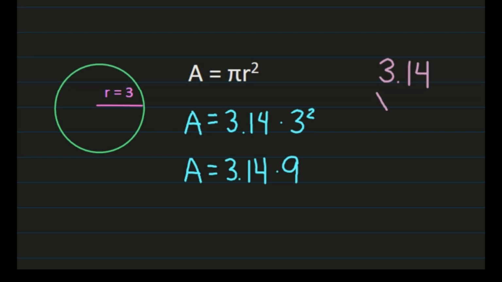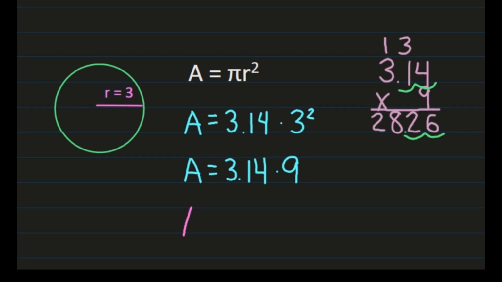We'll work this out like any other multiplication problem. So we'll be starting with 9 times 4, and 9 times 4 is 36. Then we'll have 9 times 1 is 9, plus 3 more is 12. Then we have 9 times 3 is 27, plus 1 is 28. And we need to make sure that we get our decimal in the correct place. So in our problem, we have 2 places behind a decimal point. So in our answer, we'll need to move our decimal point 2 places to the left. So our area is equal to 28 and 26 hundredths.